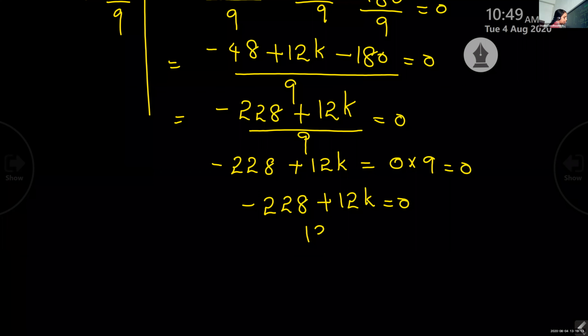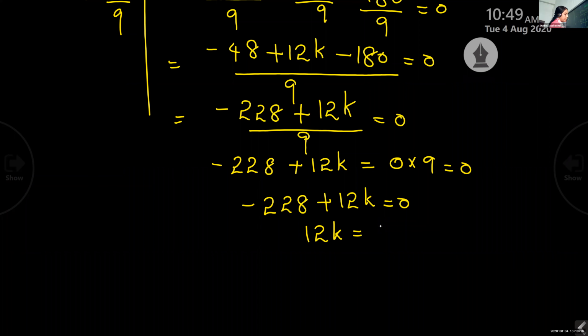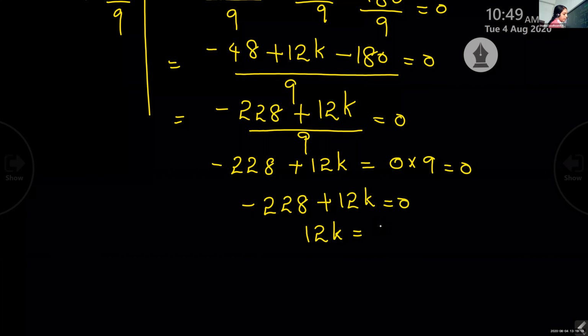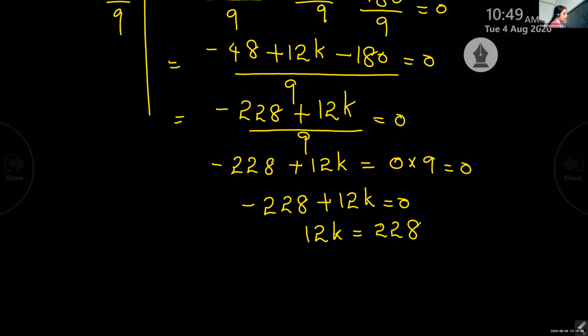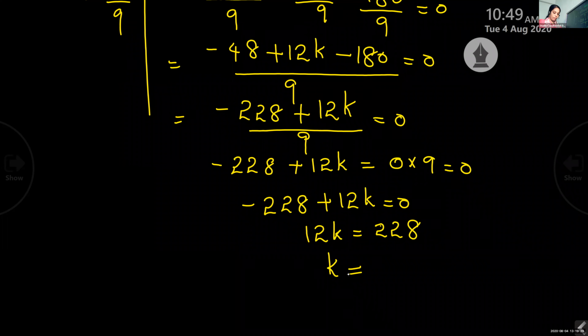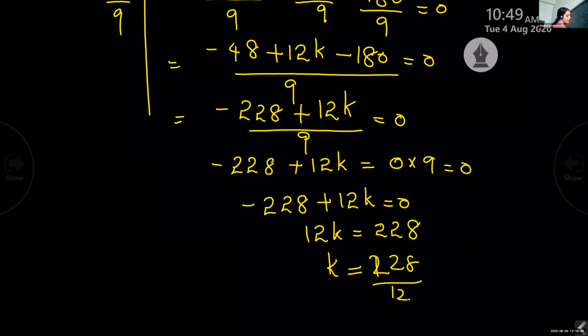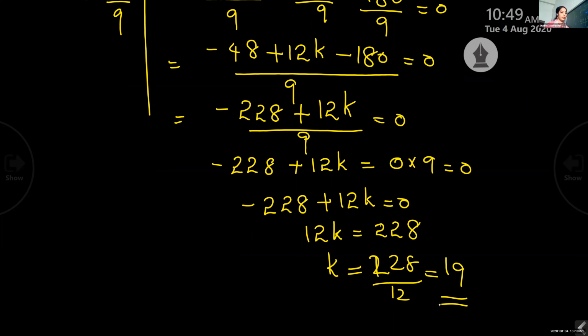Now keep 12k here itself and shift that minus 228 to the other side. So you will get positive 228. Now find out k. K is 19. That is 228 divided by 12 and the answer is 19.